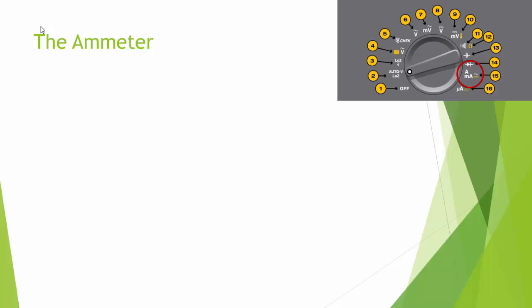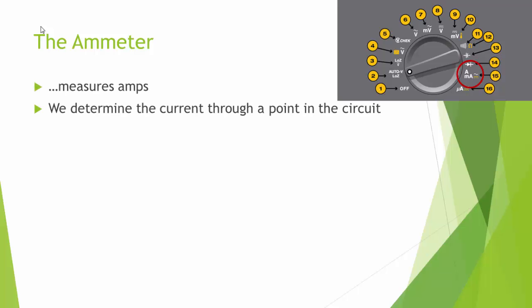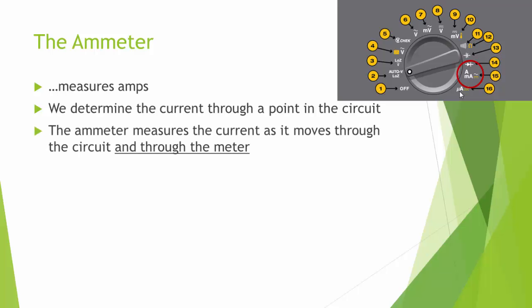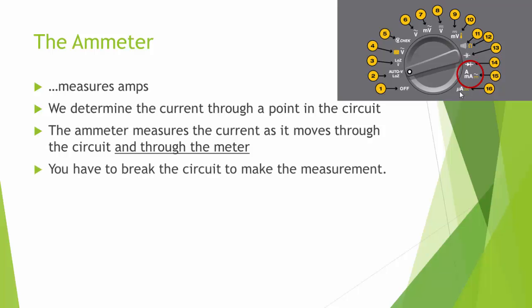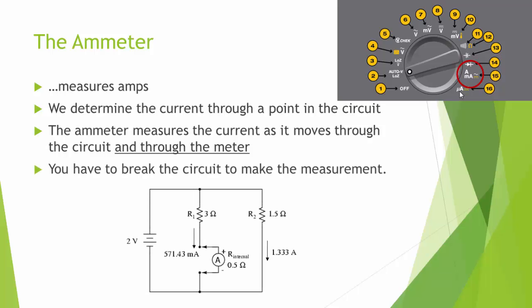So remember, A stands for amps. In order to use the ammeter, the first thing we do is we turn the dial to A for amps, or if we're expecting very low current, to one of the ones with a small prefix. The ammeter will measure the current as that current moves through the circuit and through the meter. So what this means is we have to break the circuit to make a measurement.